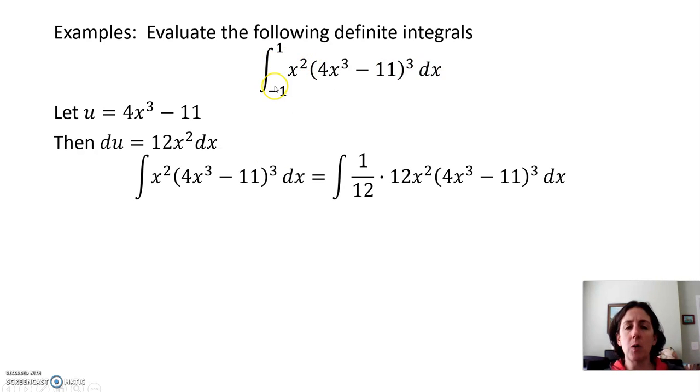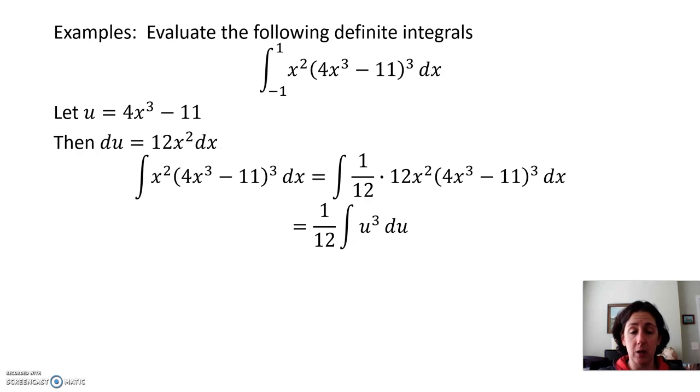So let's just focus on the indefinite integral for just a moment. Let's ignore the bounds from -1 to 1. So here we have our x squared times (4x cubed minus 11) quantity cubed dx, and I need that 12, so we know to put a 12 here, and we'll have to counteract that with a 1 over 12. So now we've got u being raised to the third power, and this 12x squared dx will make our du. So we have 1 over 12 u cubed du.